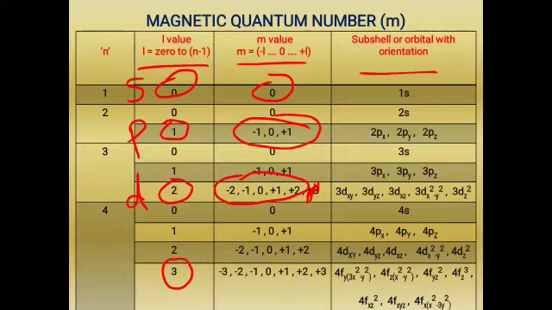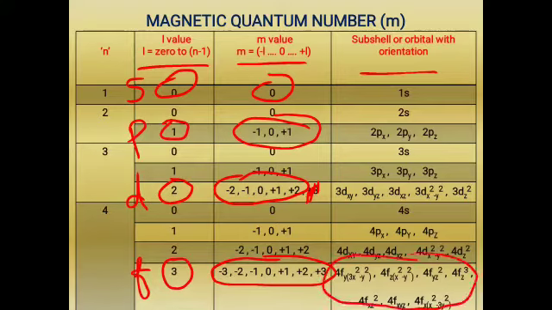Whenever L is equal to 3, it represents the f orbital. For f orbital, m values are minus 3 to plus 3 through 0. That is, we have 7 different values, which means the electrons present in f orbital are distributed in 7 different directions. What are they? Fy into 3x square minus y square, fz into x square minus y square, fyz square, fz cube, fxz square, fxyz, fx into x square minus 3y square.